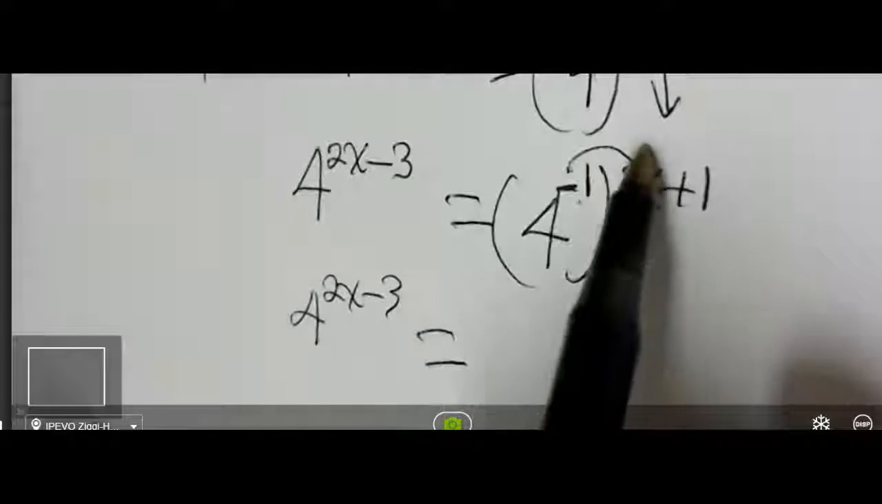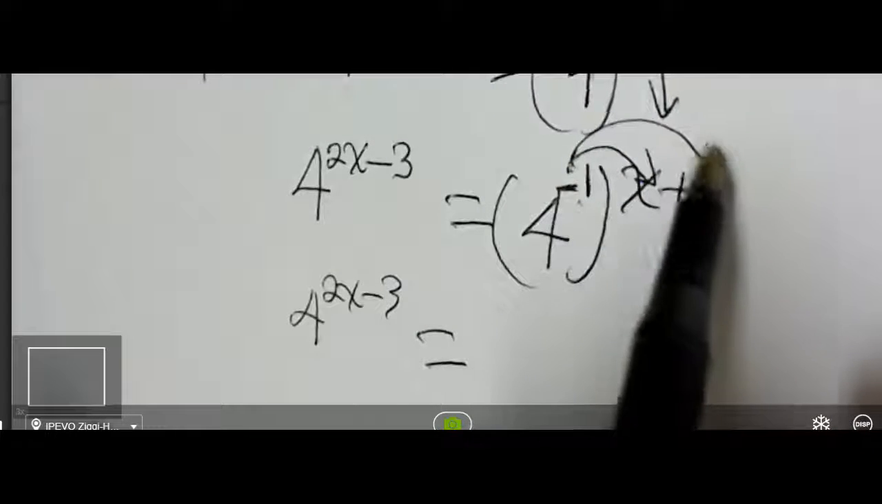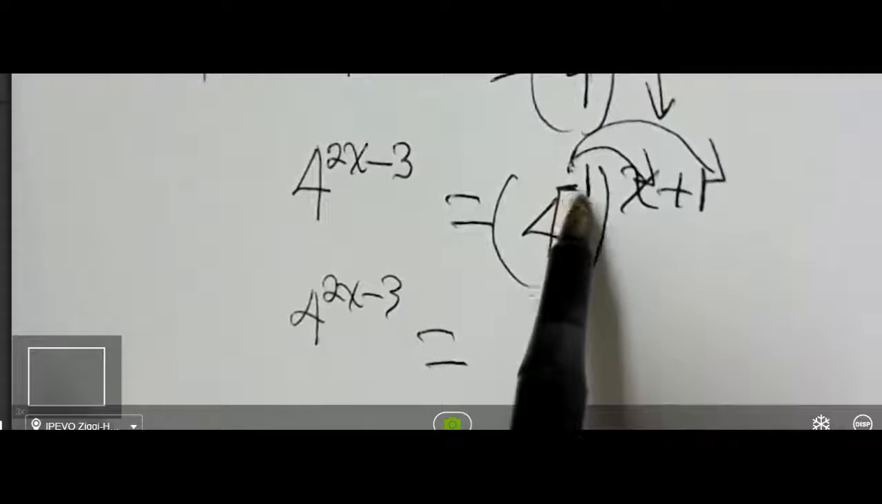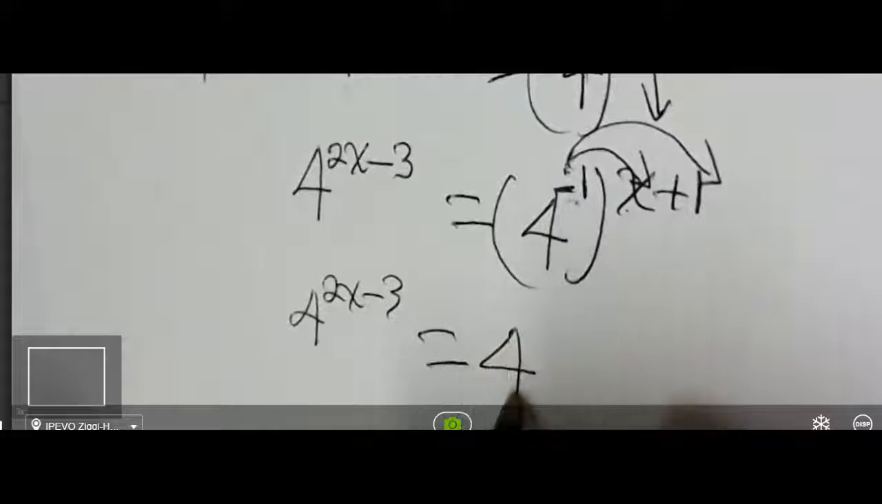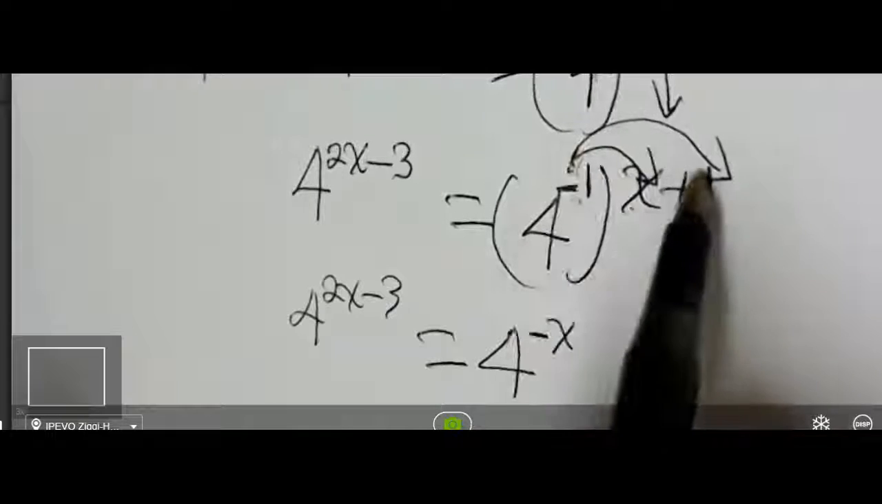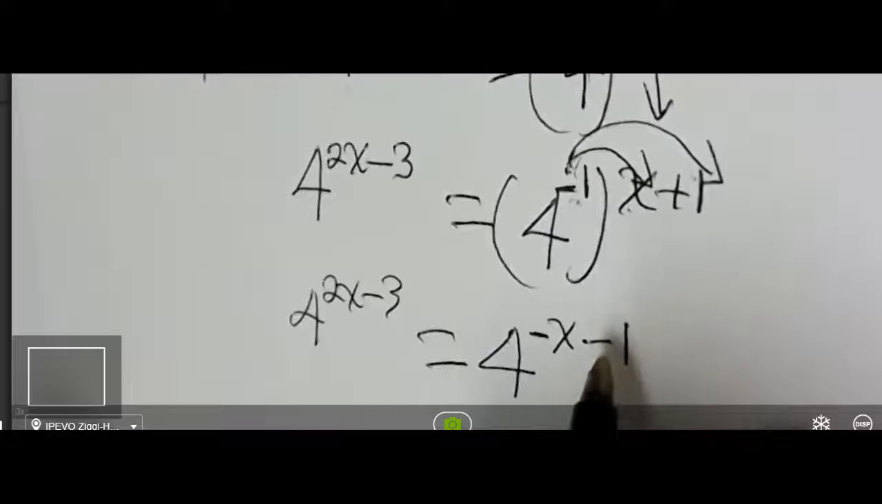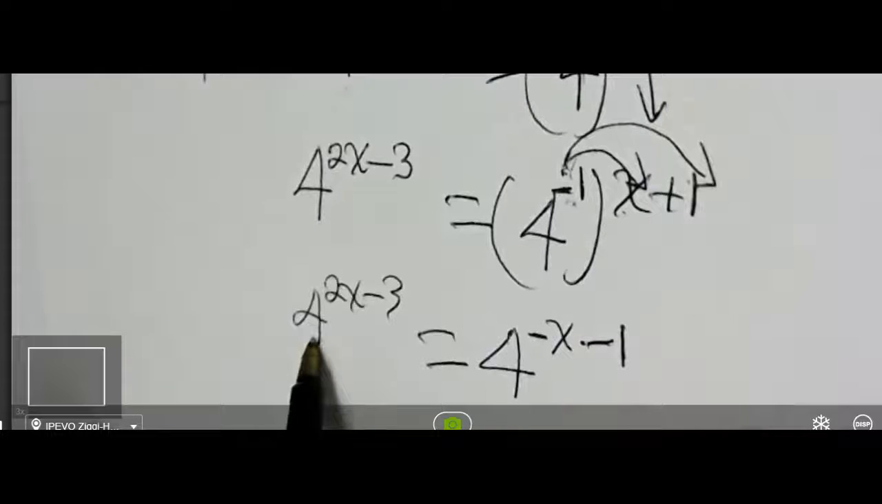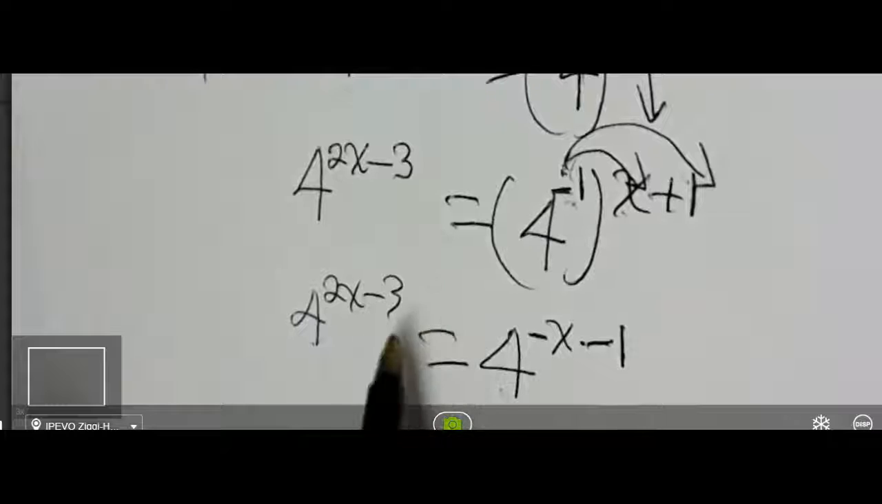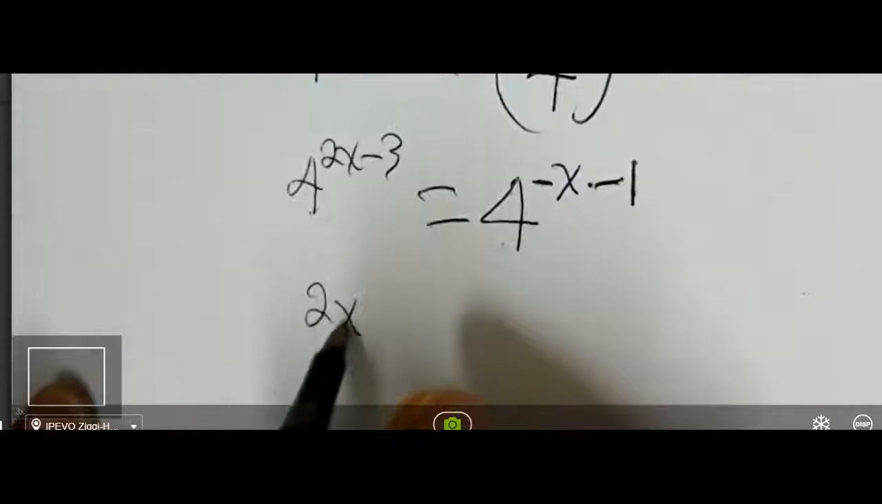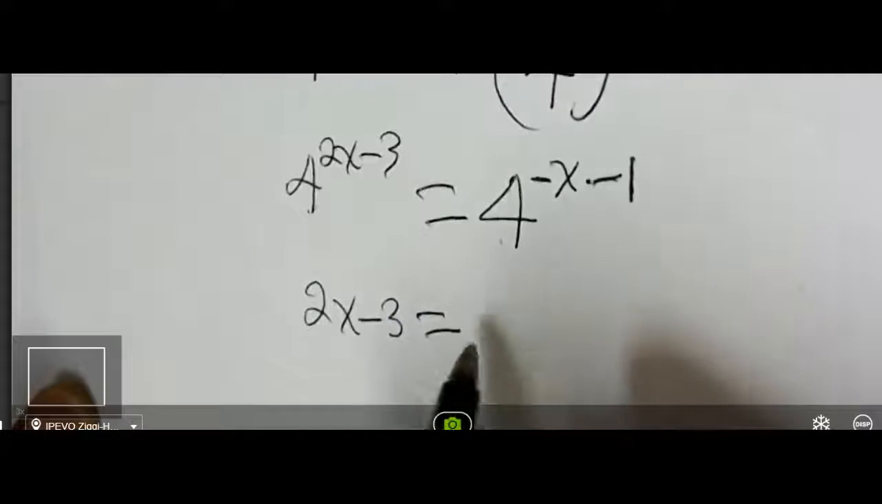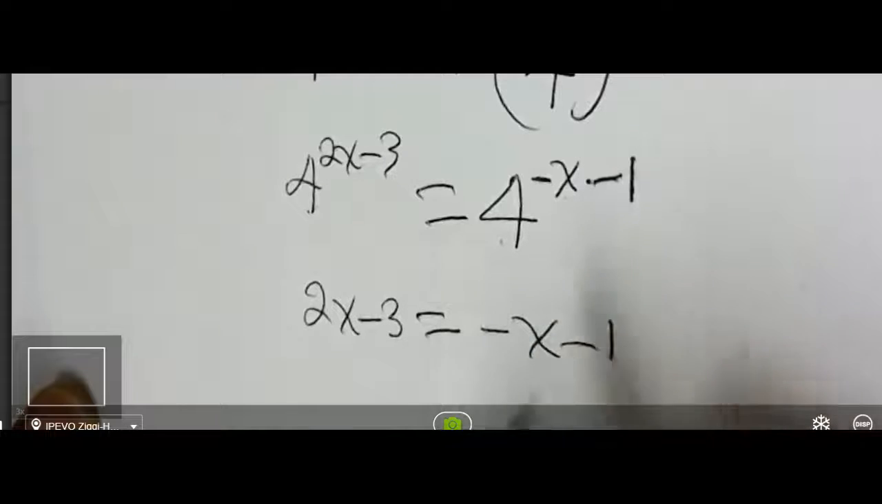We're not doing anything with it yet. We're going to distribute the negative 1, but there are two terms here. We multiply it. Negative 1 times x is negative 1x. Then negative 1 times 1 is negative 1. Okay, so now we have the same base, 4. Once the bases are the same, we can set the exponents equal to each other and solve for x. So 2x minus 3 will be equal to negative x minus 1.